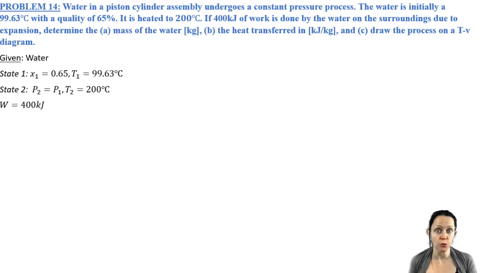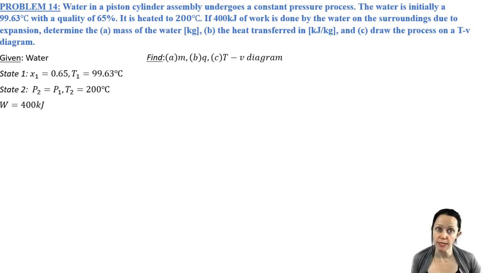That 400 kilojoules is a positive number. If it had told us that 400 kilojoules of work is done on the water, on the system, it would be a negative 400 kilojoules, but it's not. It's a positive 400 kilojoules. And then we want to find the mass of the water, the heat transferred in kilojoules per kilogram, and we want to draw that process on a TV diagram.